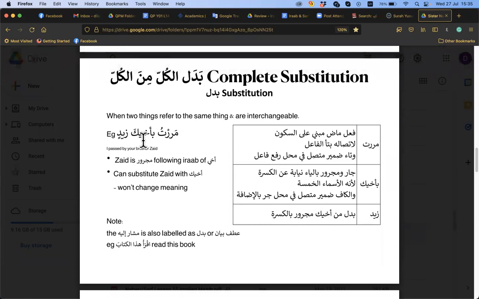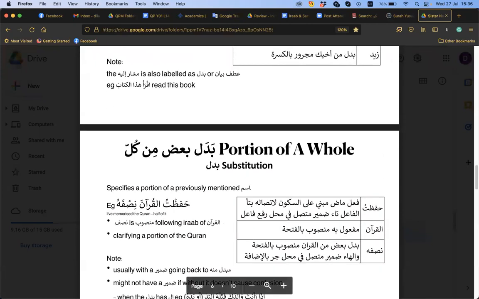So here, akhi, the brother, and Zaid are the same person. So I can say I pass by your brother or I pass by Zaid and it means the same, especially if you know that I have a brother named Zaid. The context of the speaker and the listener must also be such that they know which one they're talking about. So that is badal kul.